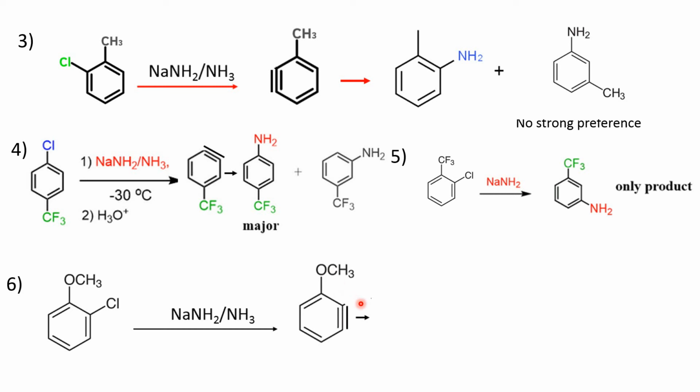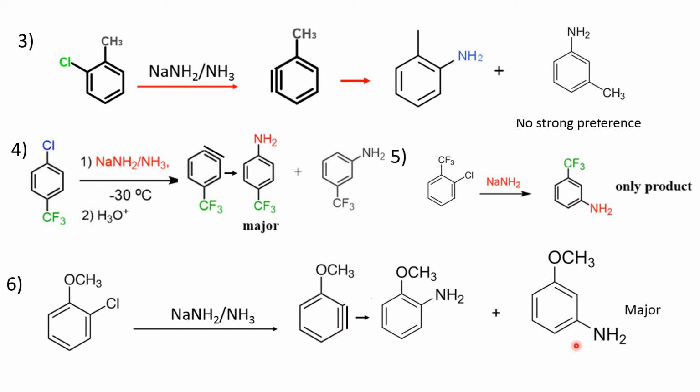So through this minus I effect, if the negative charge forms here, that will be more delocalized, that means more stable. So preferably the negative charge will form here. So the nucleophile will come here preferably. Then the product will be this one. The nucleophile will come to this meta position, and that is the major product.